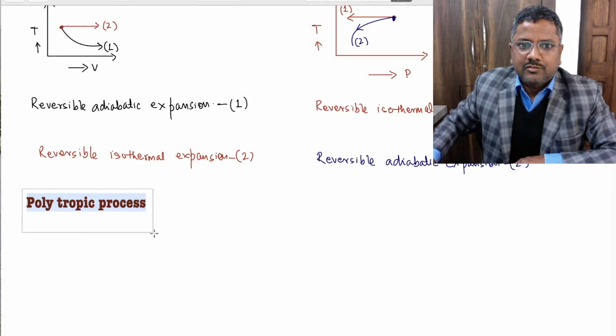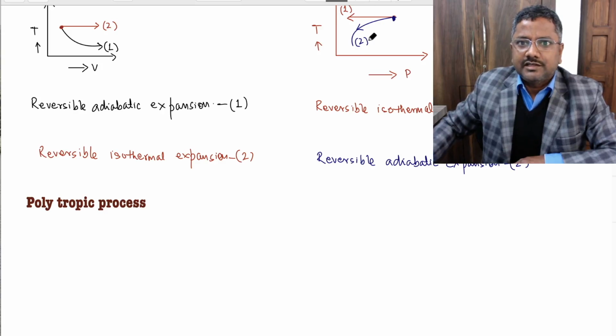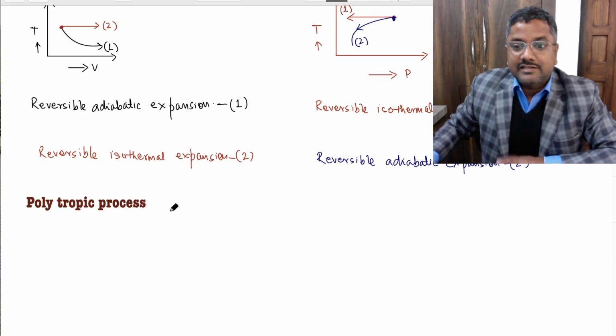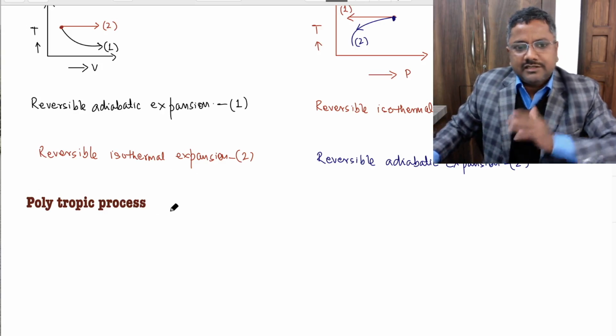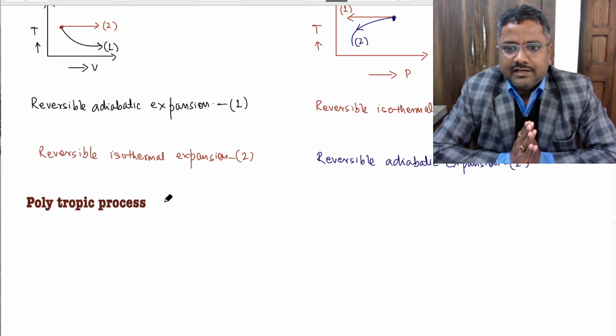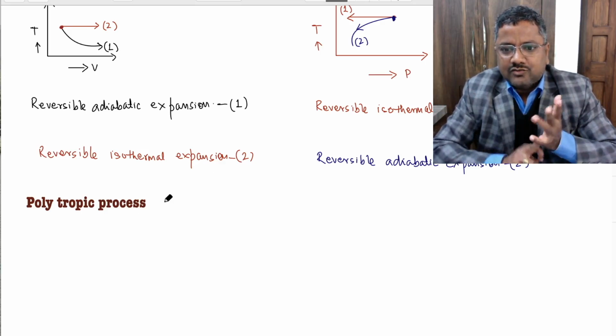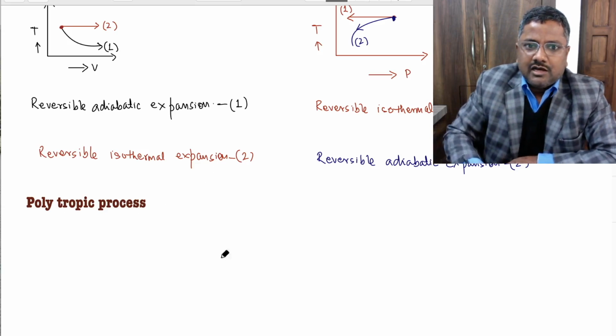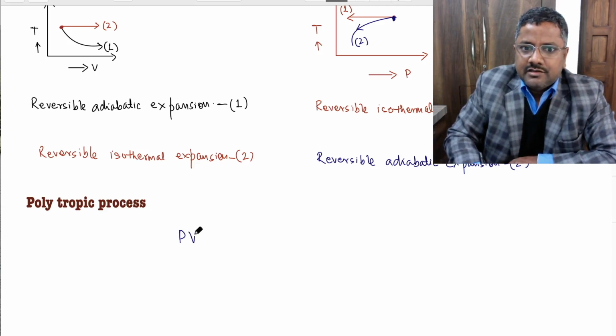See, this polytropic process is very much similar to the adiabatic process, but not exactly equal to the adiabatic process. But through this single equation, we can explain all the above processes: isochoric, isobaric, adiabatic, isothermal. All processes can be explained with a single equation, and the equation is PV to the power n is equal to constant. Okay.